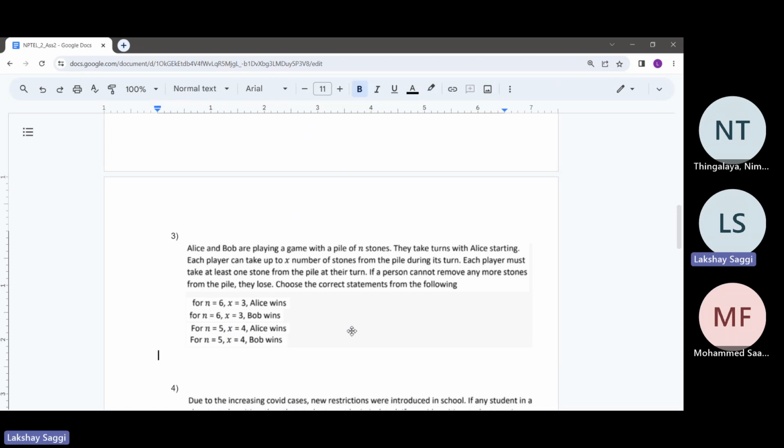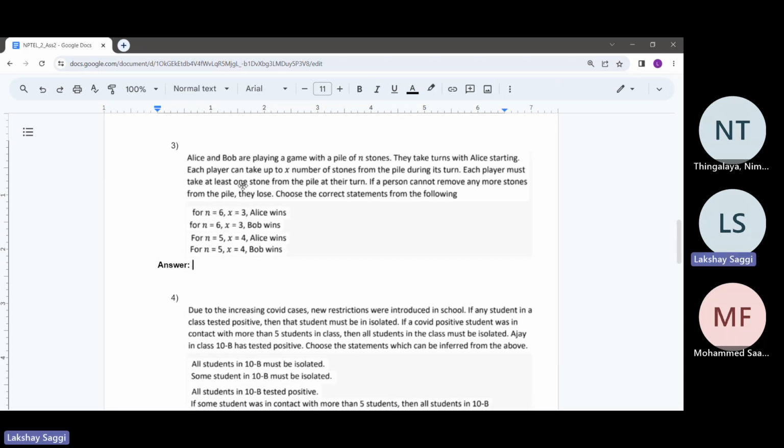So the third question is actually, Alice and Bob are playing a game with a pile of n stones. They are playing a turn-based game where Alice is always starting. The rule of the game is that there's a pile of n stones, and each player can take up to x number of stones from the pile, and x will be given to us according to the options, like there will be different cases of x. Each player must take at least one stone from the pile on their turn. So the maximum number of stones you can take is x, the minimum is 1.